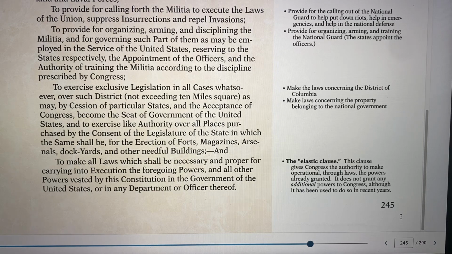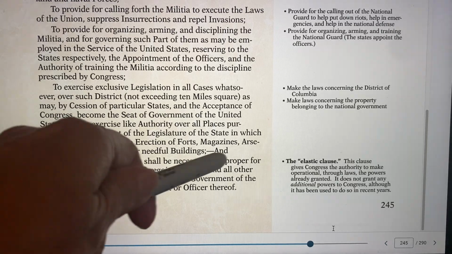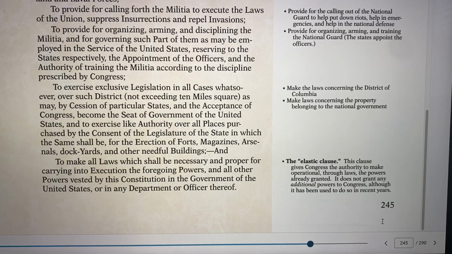We don't want the government to have too much power, especially in making laws. So that's the elastic clause that was written. It's basically to make laws, which here it is right here, to make laws which shall be necessary and proper for carrying out the foregoing powers and all other powers vested in this Constitution in the government of the United States. So the necessary and proper clause is the elastic clause.